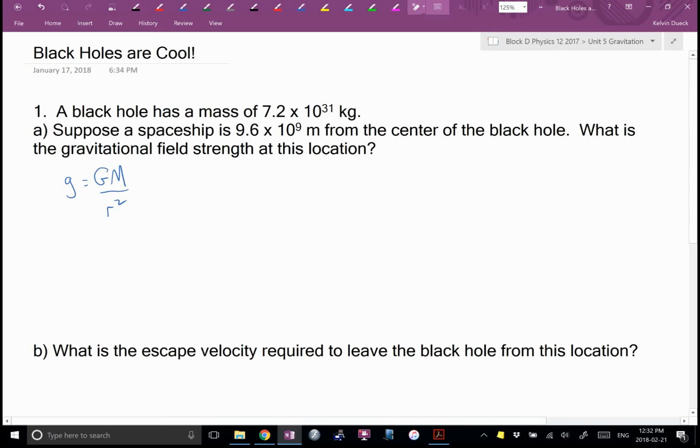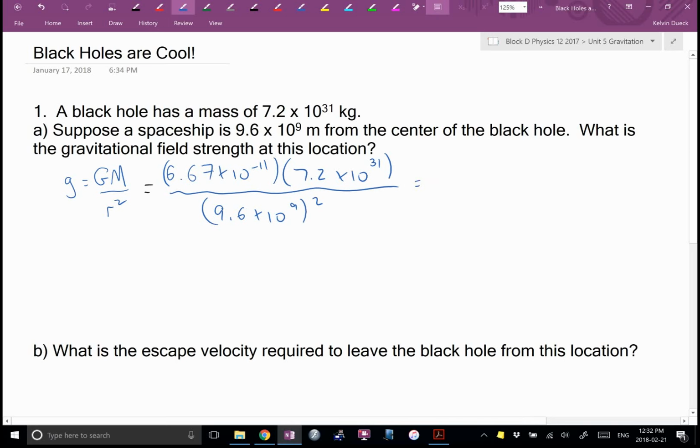I'm going to tell you right now the answer is not going to be 9.8. It's going to be 6.67 times 10 to the negative 11, 7.2 times 10 to the 31, divided by 9.6 times 10 to the 9th squared.